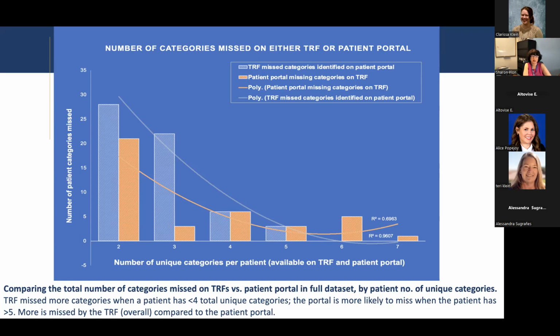And what does poly refer to? You mean it's a polynomial distribution? Yeah, this was just to give us some way to guide the eye to look at what's happening with the orange and the blue bars, so the missingness among TRF and the patient portal. And this was just the line that best fit both of them, or the polynomial.